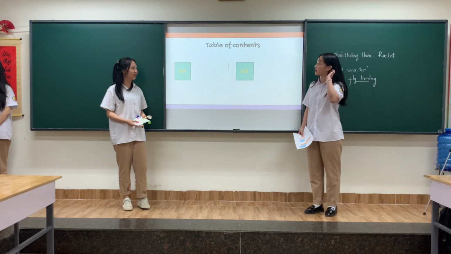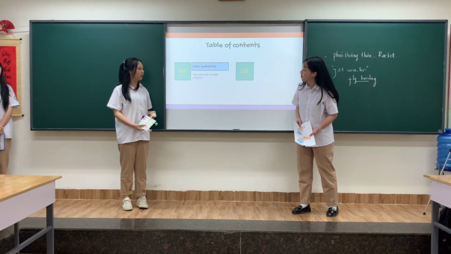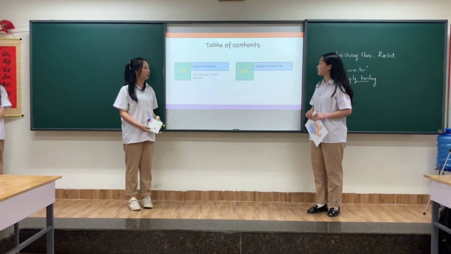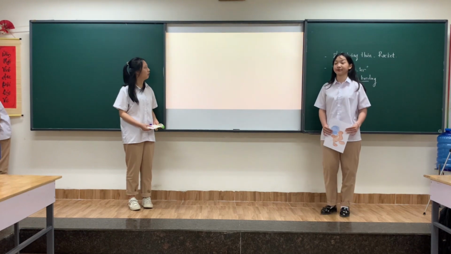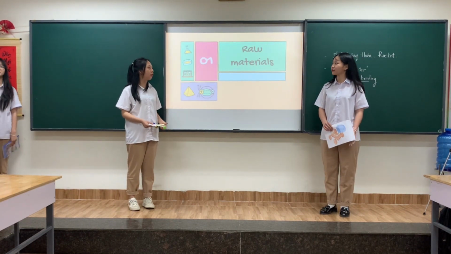There are 2 table contents. First is raw material. In this part, we're going to show you the raw materials to make the product. And second is the making process. Firstly, we will talk about raw materials.